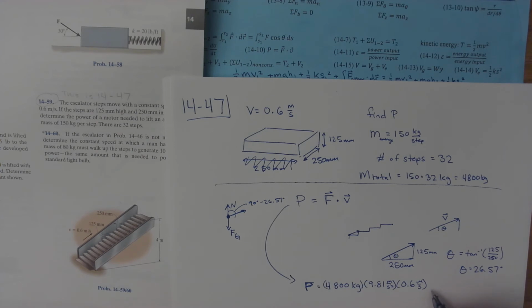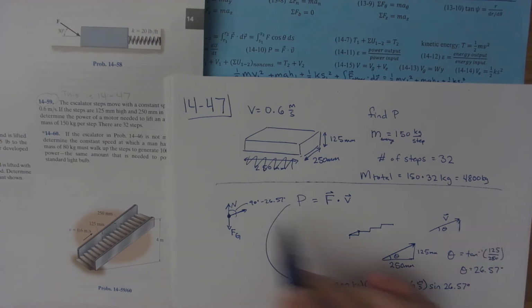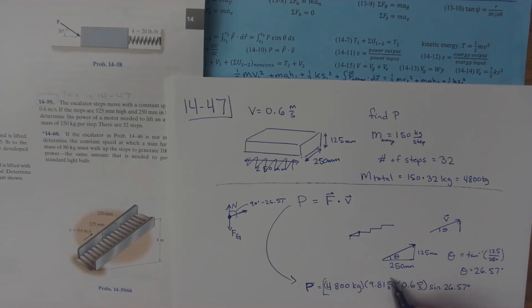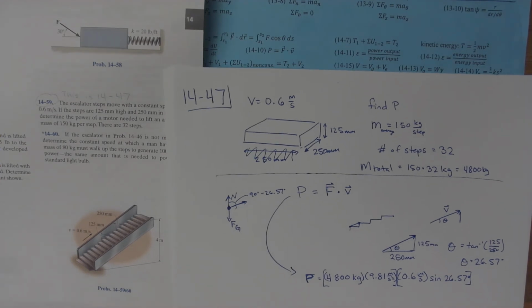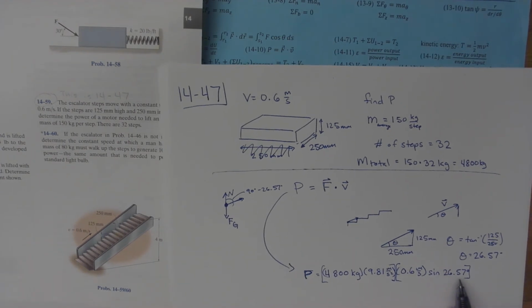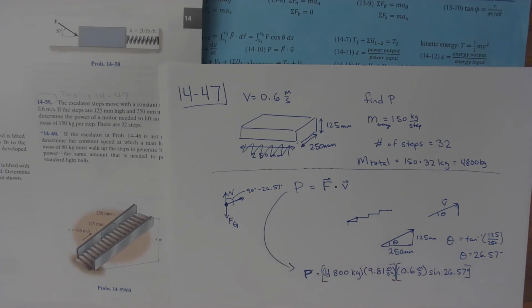or I could first find the vertical component of the velocity, which would be 0.6 meters per second times sine of 26.57 degrees, and then since the vertical component of the velocity is pointing in the same direction as the normal force, I could just say my dot product is the magnitude of the force times the vertical component of the velocity. But since sine of 26.57 degrees is equal to cosine of 90 minus 26.57 degrees, it doesn't matter which way you do it.